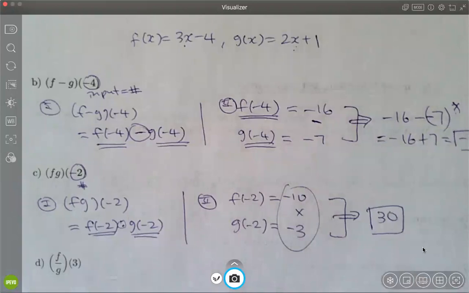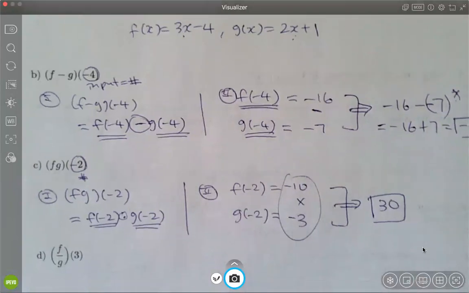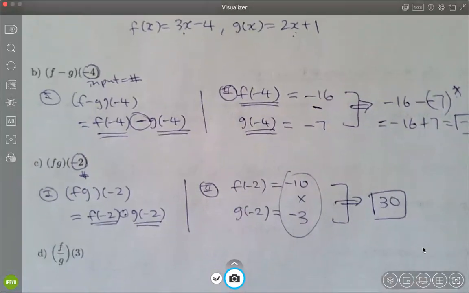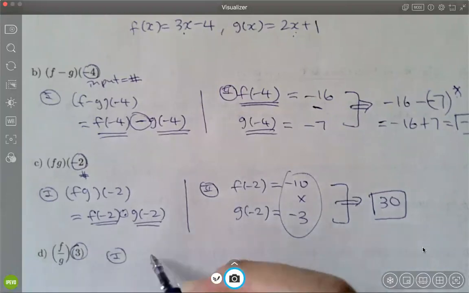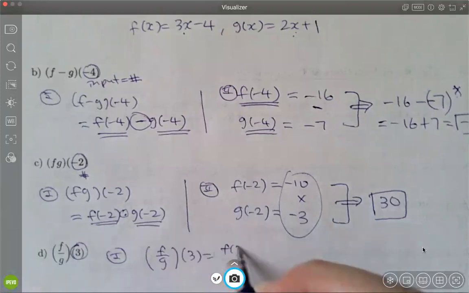Okay, so now the next part, F over G of 3. I'm not sliding this paper too much because I want you to see the F and G. So F over G of 3. Again, that input is a number. So what do we do here? By definition, this is F of 3 over G of 3, right?